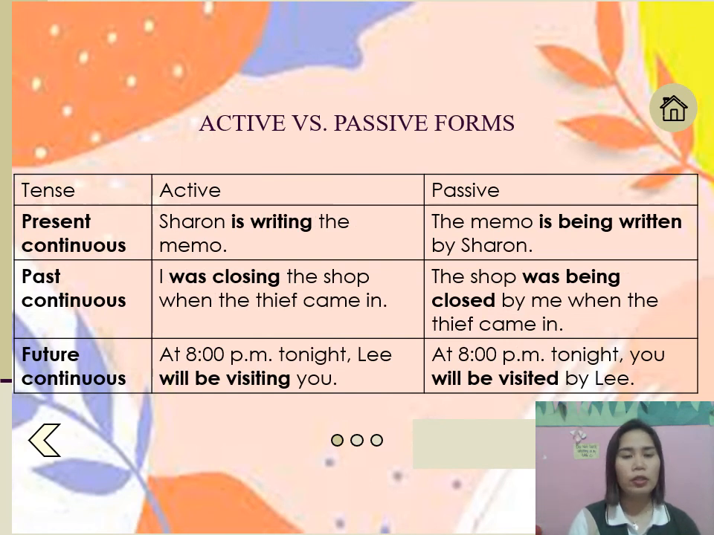Next, we have the present continuous, or progressive tenses of the verb. So is writing will become is being written. So the be form plus the past participle of the verb. So always remember, in changing active to passive form, the verb will become the be form plus the past participle of the verb. Okay? So past, I was closing. In passive, that is, was being closed. And for the future, will be visiting will become will be visited. So again, the be verb plus the past participle of the verb. Alright?